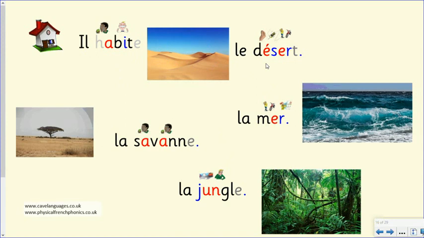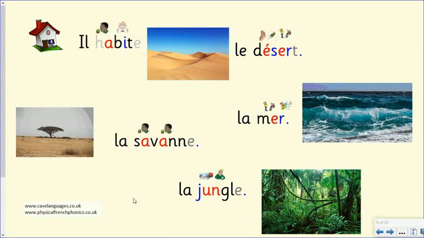Can you say the word for desert? Le désert. Le désert. S between vowels goes Z. Can you say the word for sea? La mer. La mer. The word for savannah looks quite like English. La savane. And the jungle? La jungle. So il habite le désert, il habite la mer, il habite la savane, il habite la jungle.